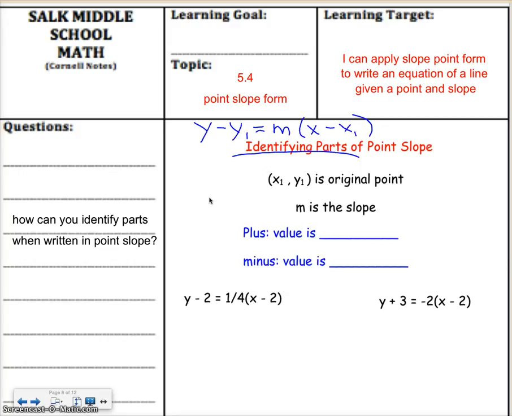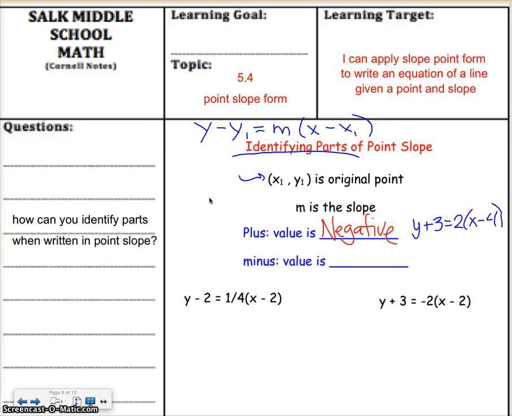So if it turned to plus, that means your x or your y had to be negative. Remember, x sub 1 and y sub 1 is your original point, and m is your slope. If it turned all of a sudden to y plus 3 equals 2 times x minus 4, well, that's not the formula. The formula is y minus y sub 1. So if it turned to plus, then that tells me that whatever the x or y is, it's negative.